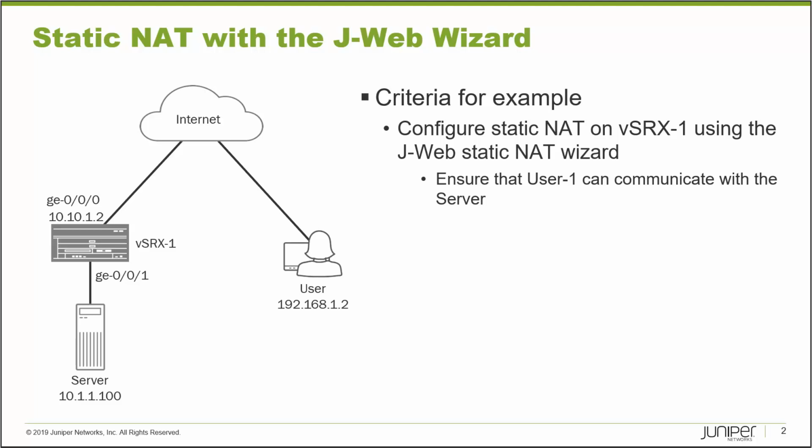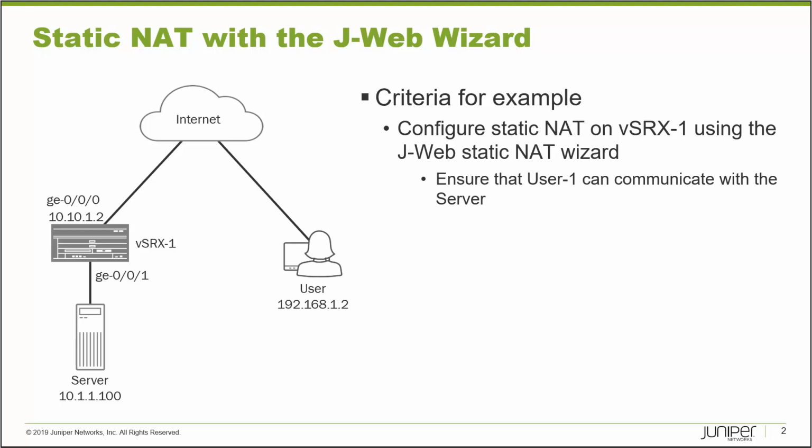And then we have the user that is connected to the internet using the 192.168.1.2 IP address. And so what do we want to do? Well, we want to configure static NAT on vSRX1 to allow the user to access the server. Now that sounds a lot like destination NAT, and in that instance, it's basically the same thing. However, if we set up static NAT, that's going to allow the server to initiate communication to anything on the internet because static NAT is bidirectional.